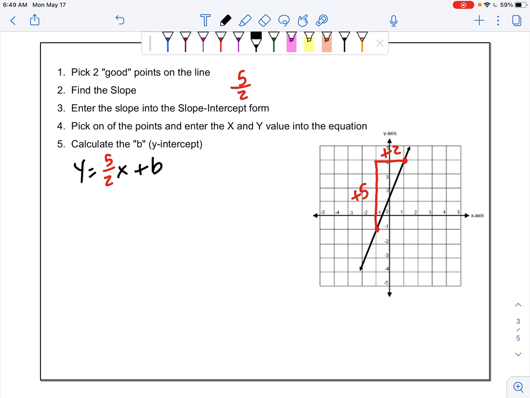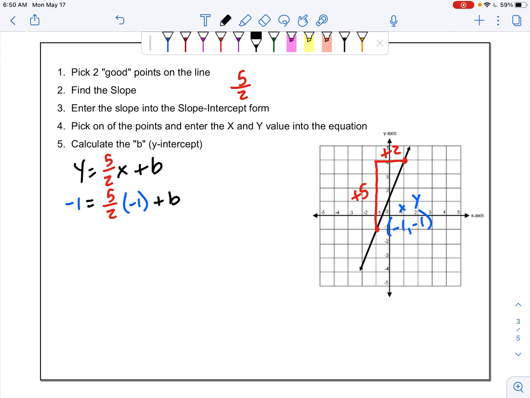I'm going to pick one of the points to put into my equation. So to be honest with you, I'm going to look for the point that seems to be the easiest for math. Excuse me, I'm going to sneeze. And this one is -1, -1. Because I see over here in my slope-intercept form, I'm going to be multiplying a fraction. So I don't want to pick a point that's going to be complicated. So now my y is -1, and I have equals 5/2 times -1 because my x is -1, plus b.